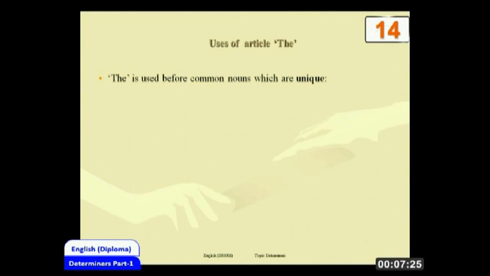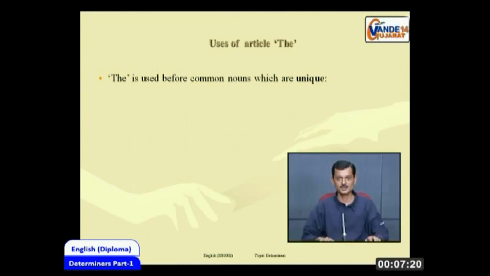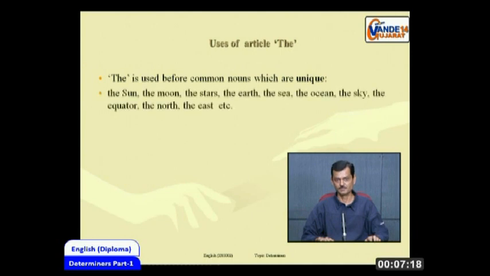Let us see further uses of article the. The is also used before common nouns which are unique. Let me repeat, common nouns which are unique, which are only one in the world: the sun, the moon, the stars, the earth, the sea, the ocean, the sky, the equator, the north, the east. Before the names of directions, we also use article the.